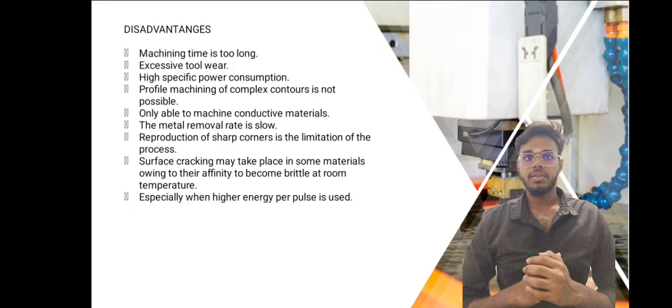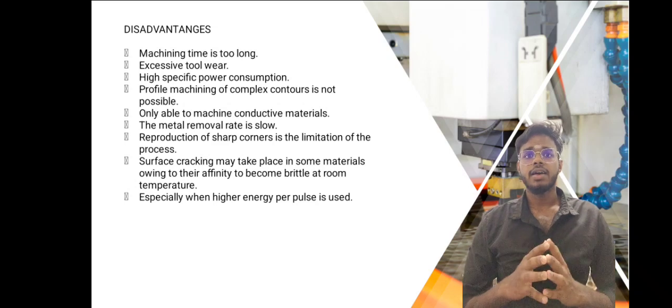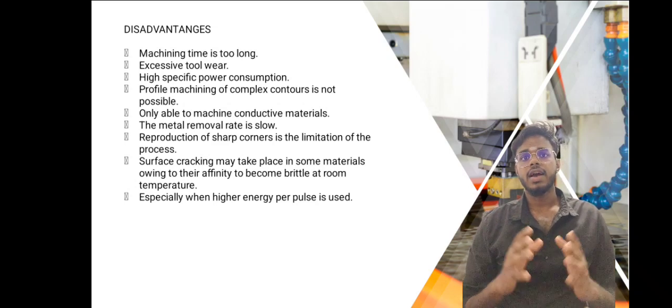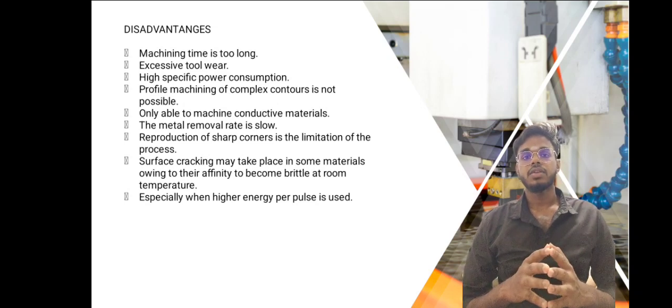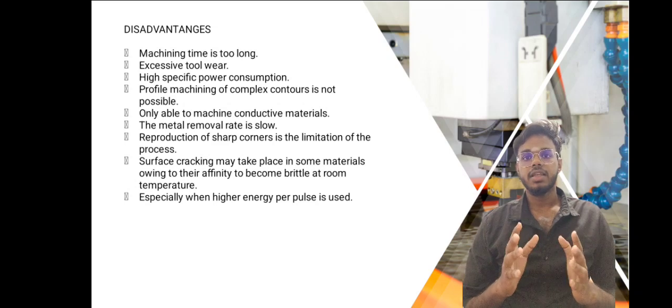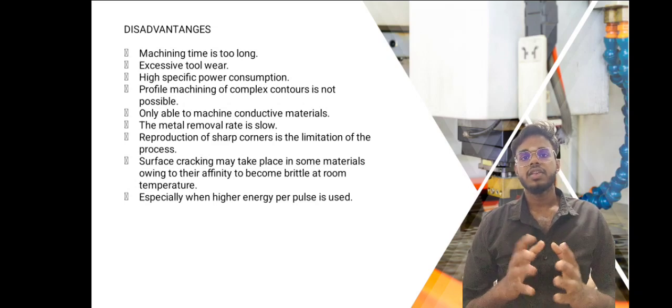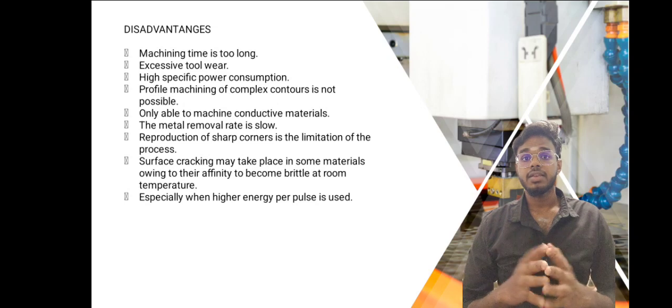The disadvantages of EDM: machine time is too long. Extensive tool wear, high specific power consumption, and profile machining of complex conductors is not possible. Only able to machine conductive material. The material removal rate is slow. Reproduction of sharp corners is a limitation of the process. Surface cracking may take place in some materials owing to their tendency to become brittle at room temperature, especially when higher energy per pulse is used.